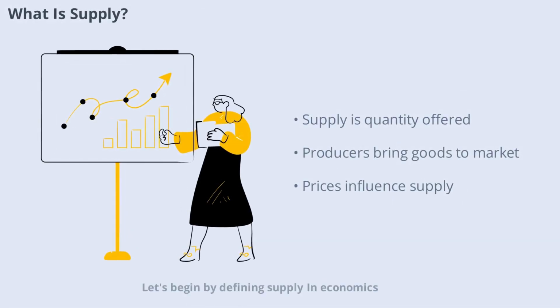Let's begin by defining supply. In economics, supply refers to the quantity of goods and services that producers are willing and able to offer for sale at different prices during a specific period. Simply put, supply is the amount of a product that sellers are prepared to bring to the market for consumers to buy. This concept is crucial because it helps us understand how products reach the market and how prices are determined. Understanding supply gives us insight into how businesses operate and respond to market changes.